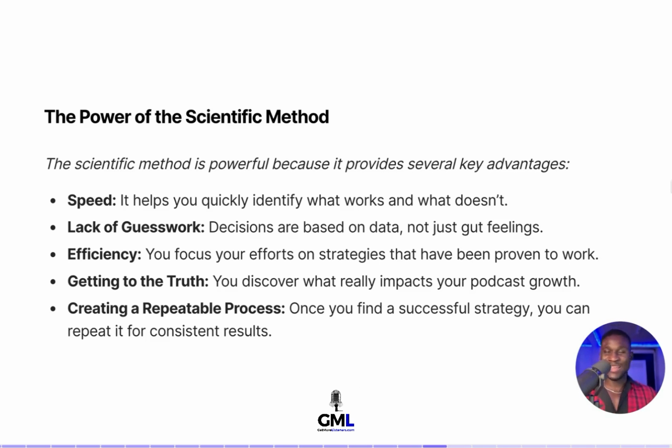So bear with me. Anyways, number one, speed. It helps you quickly identify what's working and what doesn't. Number two, lack of guesswork. It removes guesswork, right? Because you're making decisions based on data, not just, oh, I feel like this is working. Oh, I see that thing there. Oh, I'm doing this on social media.